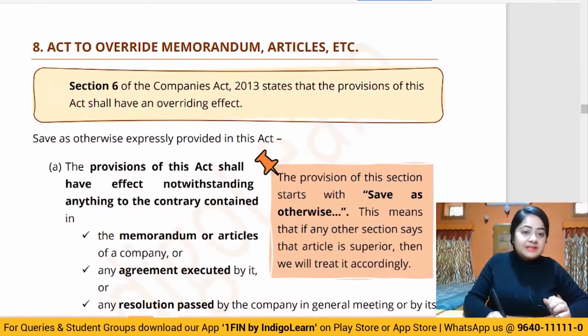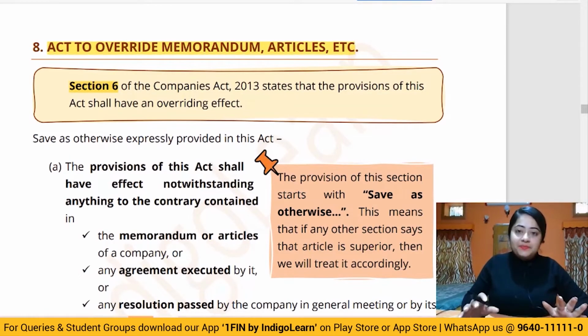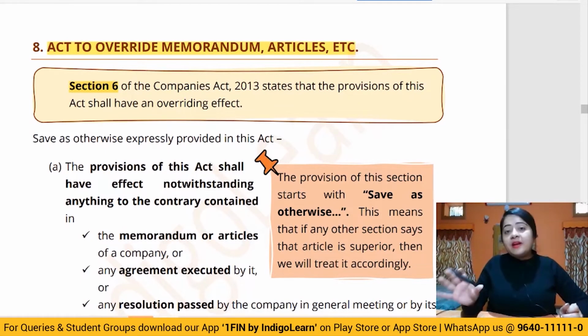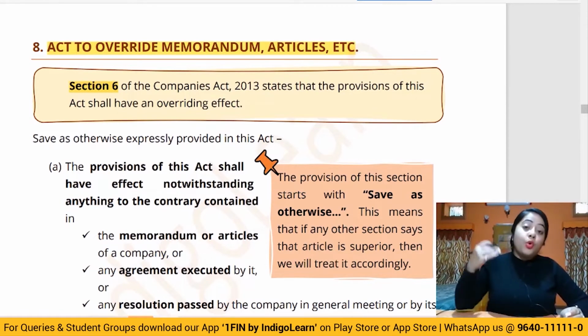Let's continue. The next is section number 6. Act to override the memorandum, articles, etc. Now this section says that, see, we know that the company is going to make the Memorandum of Association, Articles of Association, the company is going to pass certain resolutions, the company is going to enter into agreements and contracts with many parties, right? Now, in those agreements, contracts, articles, memorandum, in the resolutions that the company is going to pass, can the company write anything which is not as per the Companies Act? The answer is no.